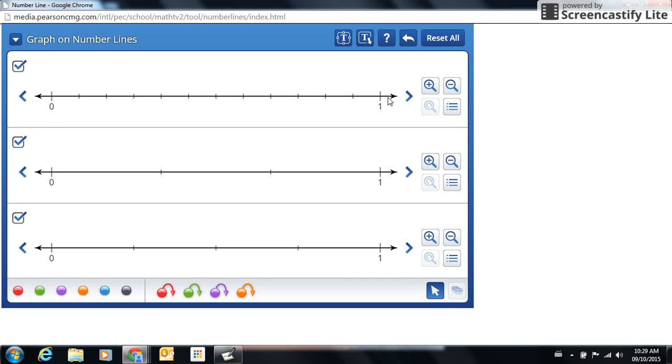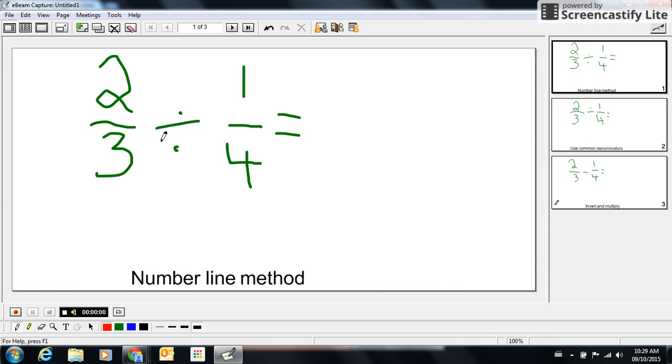0 to 1. In the top line, I divided it into twelfths, and I'll tell you why in a second. In the middle line, I divided it into thirds, and the bottom, I divided it into quarters. So let's take a look here at our question: 2/3 divided by a quarter using the number line method.